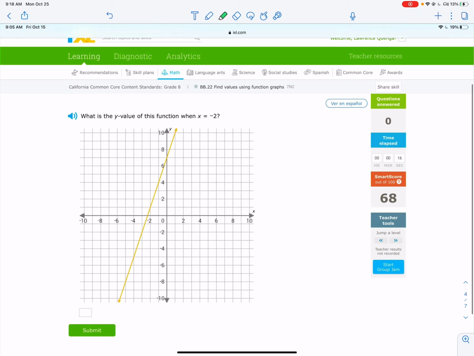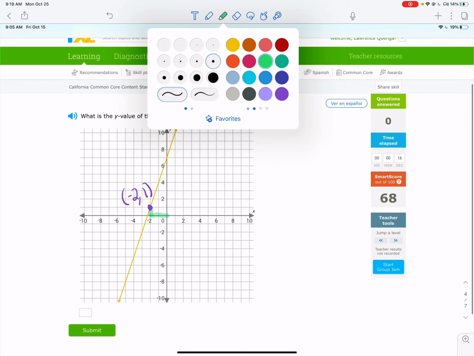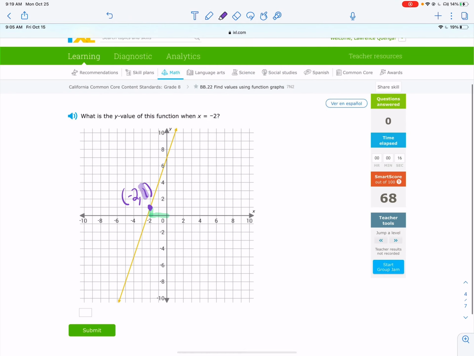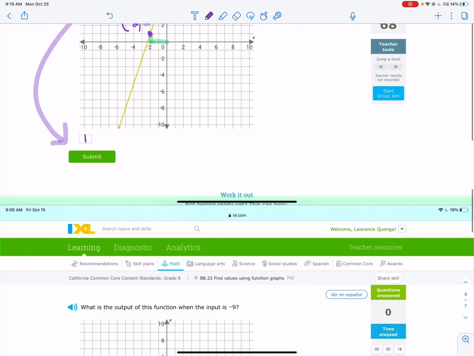Okay, it says, what is the y value of this function when x equals negative 2? Right? So I'm going to plot the point. Well, when x equals negative 2, I'll go over to negative 2, I go up, I plot my point. Okay, my point is negative 2, positive 1. So that means that my y value here is going to be positive 1. All right. And let's just do one more for the heck of it.